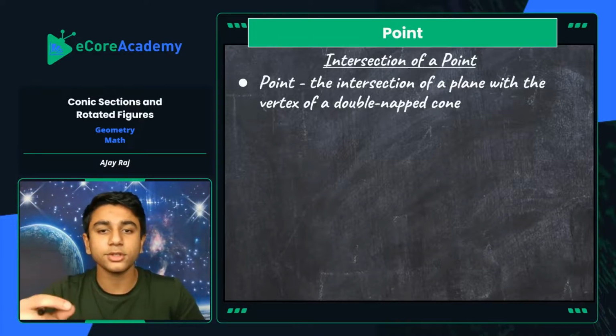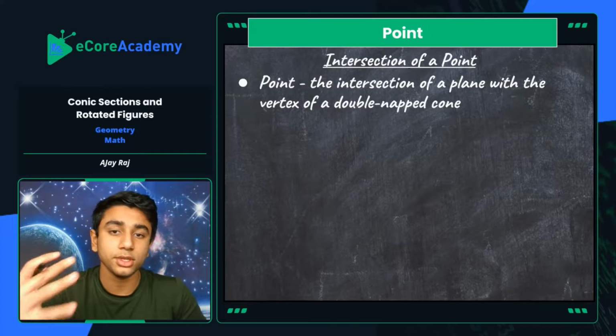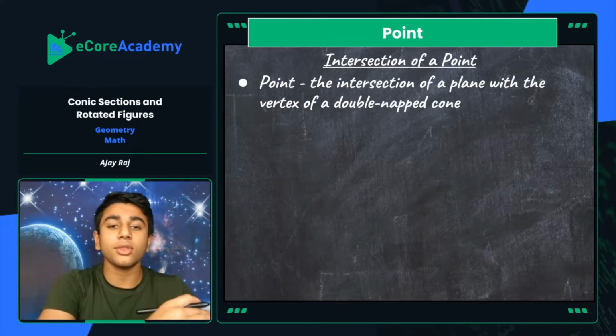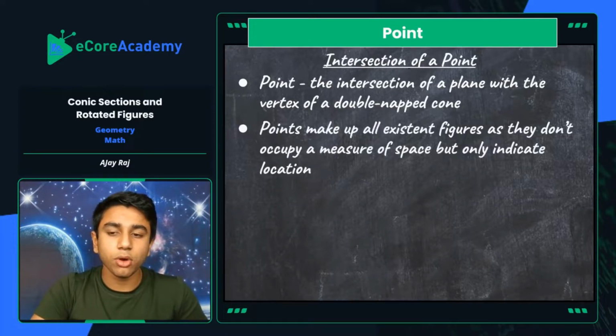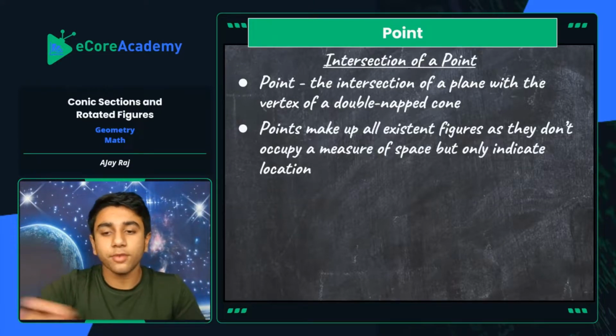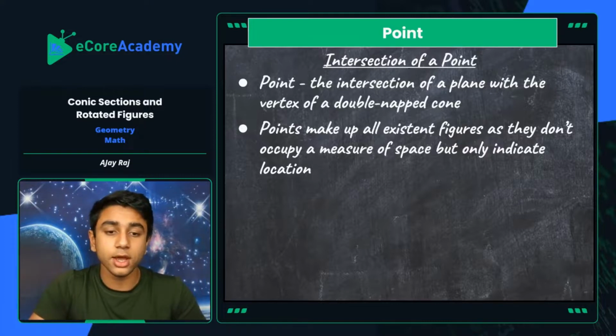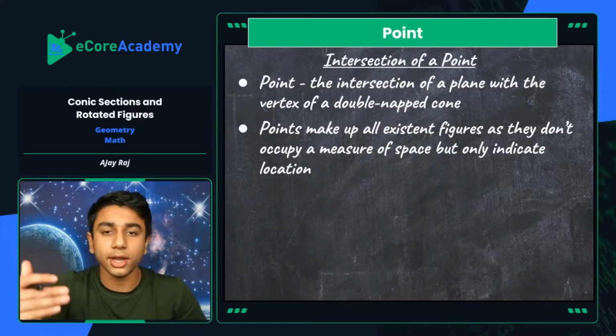Keep in mind, remember that vertex is that common point of the intersection between double napped cones, and when we intersect directly on that vertex, we're going to get that point. So points make up all existing figures, any figures that you ever come across, any curved figures, or even straight line figures like polygons. They're always going to be existing in every single one because they're just placeholders for a location. We know that figures take up space, and therefore they have to occupy a specifically given location. And those points are basically placeholders for those locations. They do not have a measure of space, but they only indicate location.